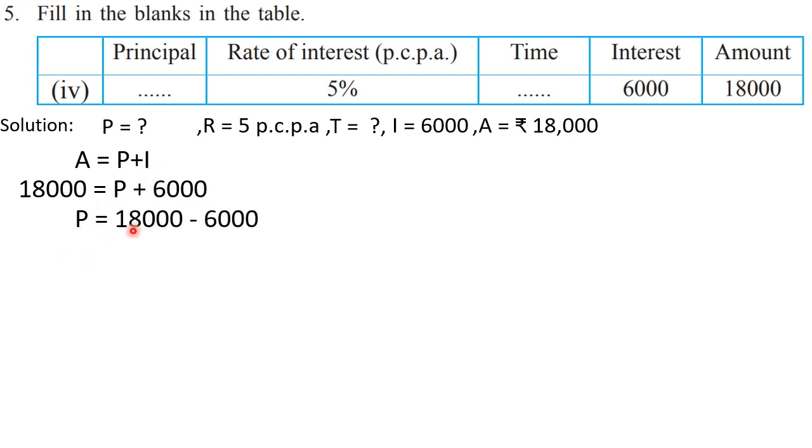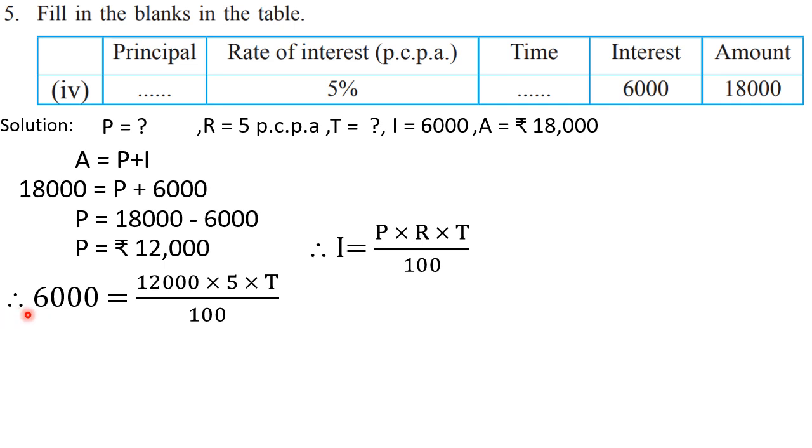Now P is equal to 18,000 minus 6,000. Now students, when we subtract this, what we will get? We will get 12,000 rupees. So P is equal to how much? It is 12,000 rupees. Now we have got the principal. So now we will find the time.